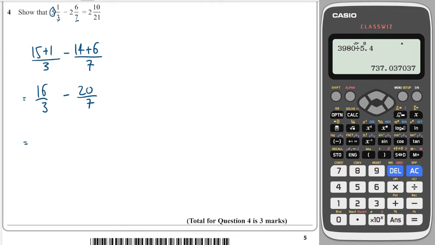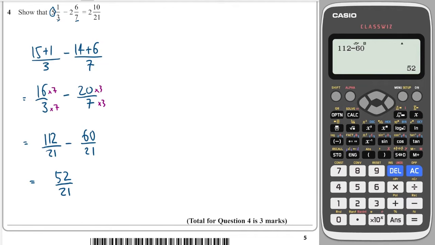And we now need to make a common denominator. So the lowest common multiple of 3 and 7 is 21. So I'm going to times this one top and bottom by 3 and this one top and bottom by 7. I can use my calculator here to do 16 times 7, which is 112 over 21. And 20 times 3 is 60 over 21. So we have a total of 112 minus 60, which is 52 over 21.